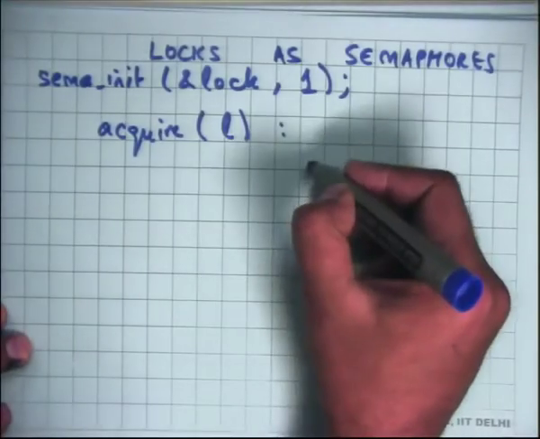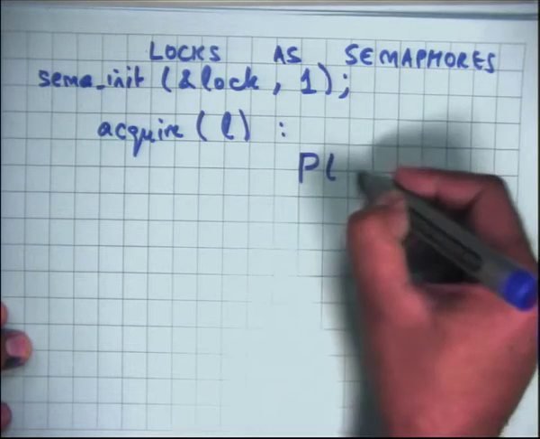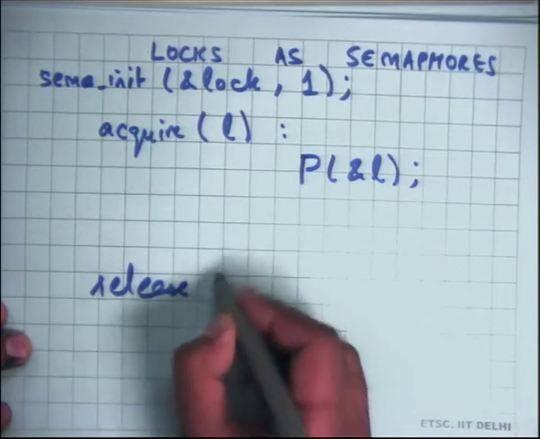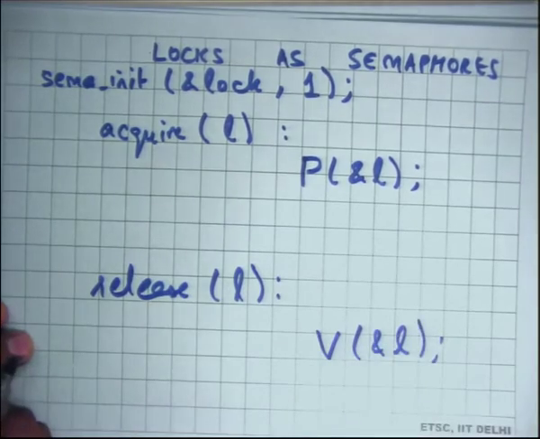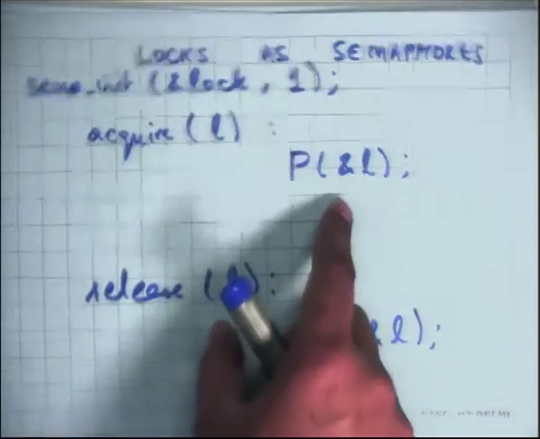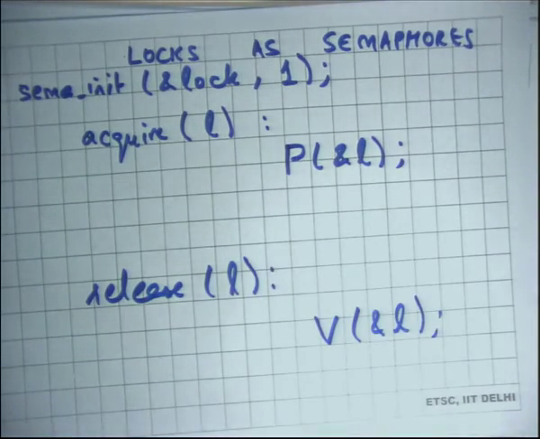So acquire L is nothing but what? Yeah, P, that's it, and release L is V L. Simplistic use of a semaphore. A semaphore can do much more, but if you wanted to use a semaphore as a lock, very easy. You initialize it to 1, acquire becomes P, and release becomes V. All right. Okay.